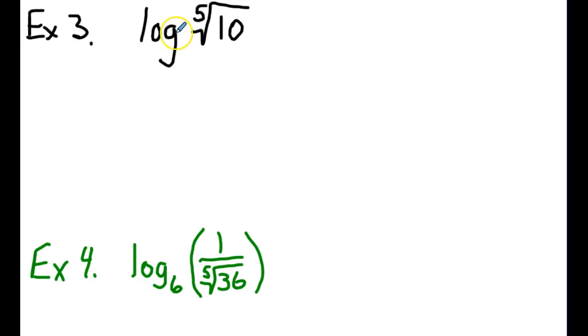Example 3. We have the common log of the 5th root of 10. If there's no base written in, we know this is the common log, which is base 10. So again, we want to evaluate this, set it equal to x. If this is the common log, we have 10 raised to the x equal to the 5th root of 10.